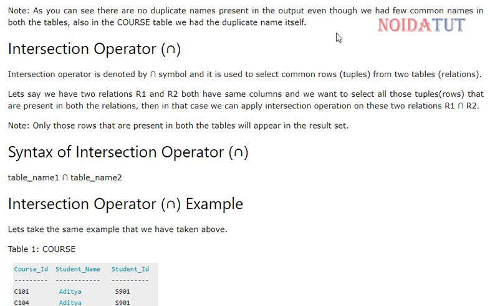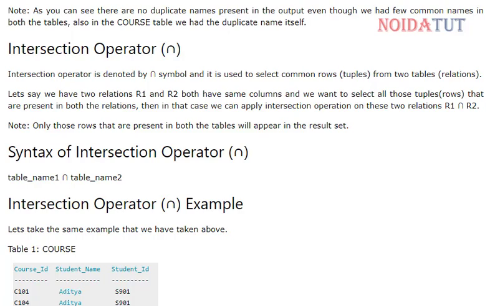Now the next part is about the intersection operator. The intersection operator is denoted by this given symbol. It is used to select the common rows from two tables. Now let us take an example of two relations R1 and R2. Both have the same columns, and we want to select all those tuples or rows that are present in both. In that case, we can apply the intersection operator on those relations.